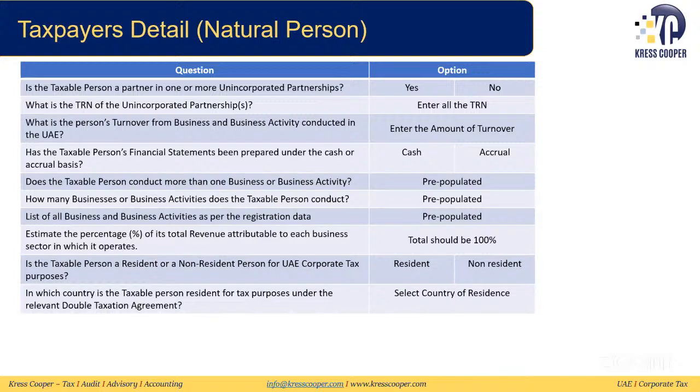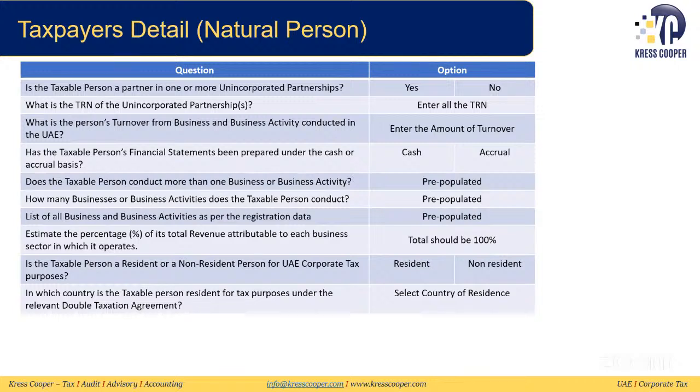It is a fiscally transparent entity, meaning that the partners are the ones who will be taxable, not the partnership itself. So what it is requiring the natural person to tell is if you are a partner in any unincorporated partnership. So you will choose yes or no. If you choose yes, it will ask you to put in the TRN of all the unincorporated partnerships, because they are also liable to be registered.